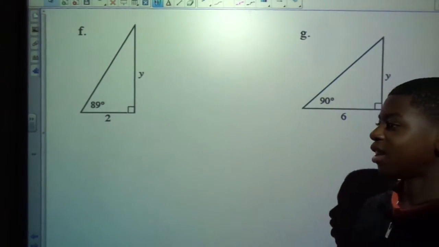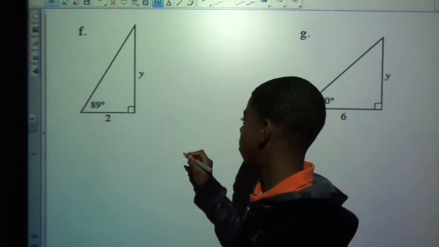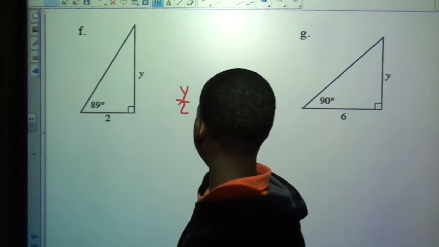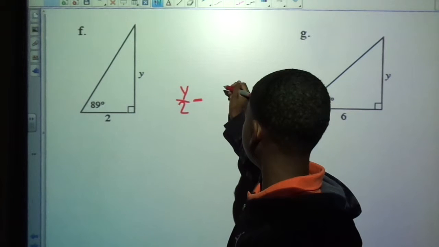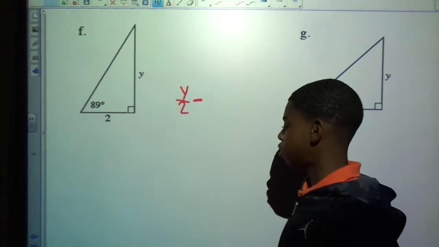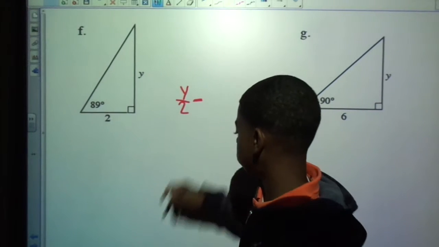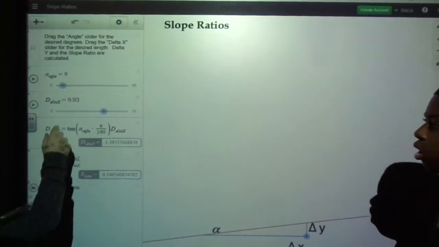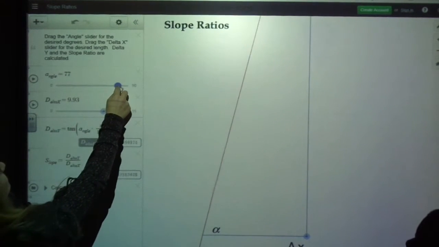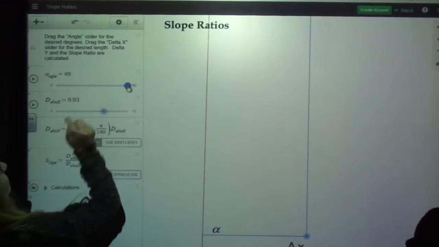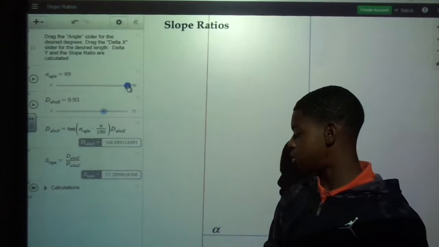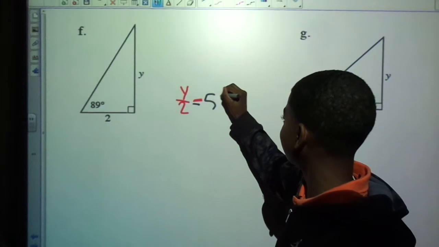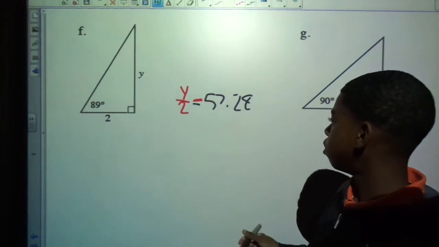Okay, we have an angle of 89 degrees. So we would do change in y over change in x. So we have y over 2 equals the slope ratio of 89 degrees. You can just write that out. Oh, good. Yeah. And it's 57.28. Good. So it equals 57.28. All right.